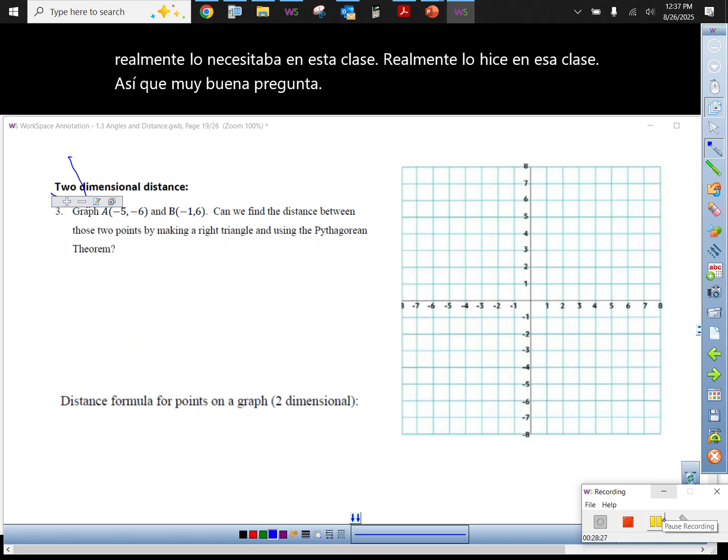Here's what we're going to do. Could you plot A? Could you plot B on that coordinate plane right there? A is at -5, -6. -5, -6 is where A is. Put a big fat A next to it. And B is at -1, +6. So put a big fat B next to that. Then take your straight edge and connect those bad boys together.